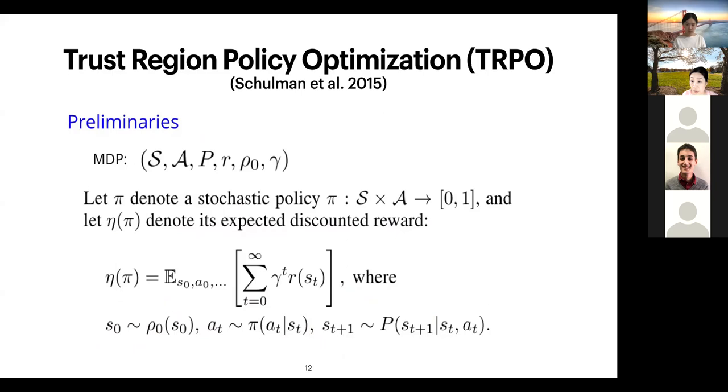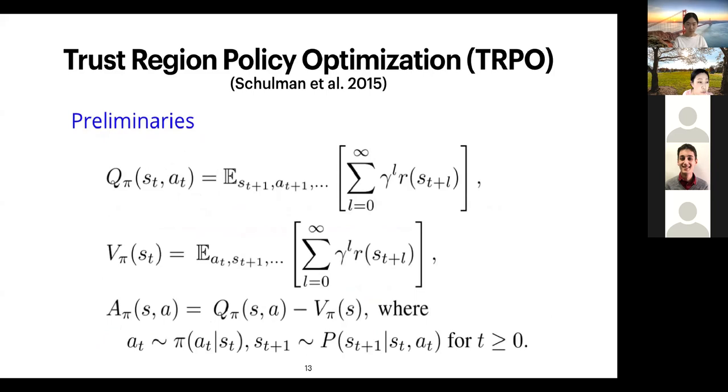Then naturally you would have the state-action value function Q pi, the state value function V pi, and the advantage function as we defined before.